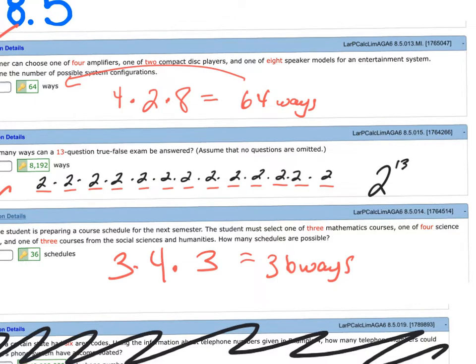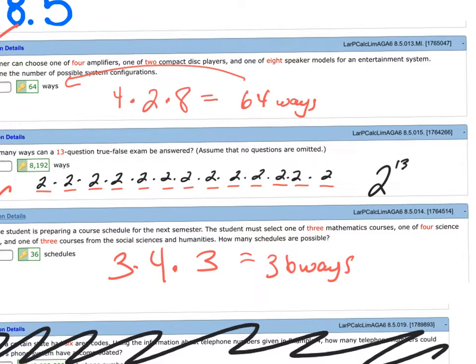Some of you may have been able to think of it that way, but a lot of you would have said, oh, there's 13 questions times 2 choices, so 13 times 2 is 26. It's not 13 questions and just 2 choices. It's 13 questions that each have 2 choices. So it's 2 times 2 times 2 times 2. You have to think of it that way.